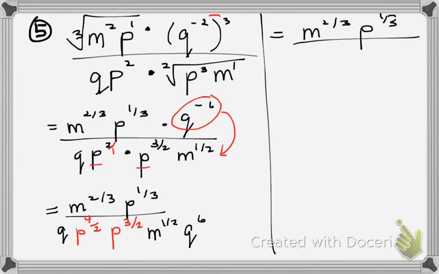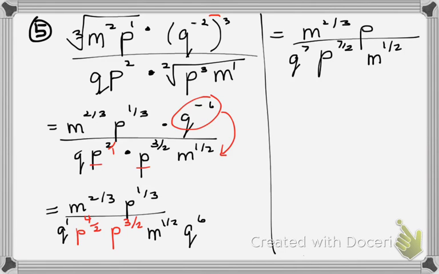Okay, and we're going to gather the p's and the q's. So the q has an exponent 1. Because they're being multiplied on the bottom, they're going to end up being added. So 1 plus 6 is 7. And then with my p's here, we're going to have 4 over 2 plus 3 over 2. That gives us 7 over 2. And I still have an m to the exponent 1/2.